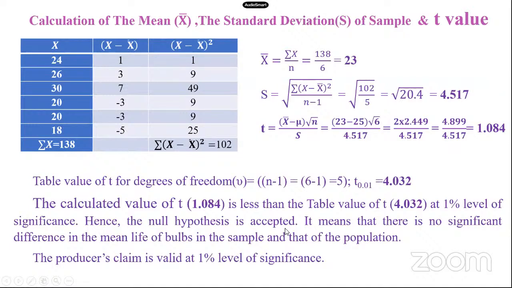जेव्हा calculated value कमी असते तेव्हा null hypothesis accept होतं, otherwise reject होतं. It means that there is no significant difference in the mean life of bulbs in the sample and that of the population. Sampleचं mean life आणि populationचं mean life यामध्ये लक्षात घेण्यासारखा फरक नाही. There is no significant difference.